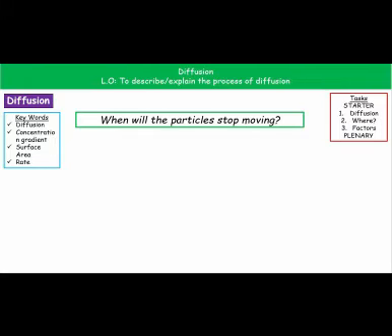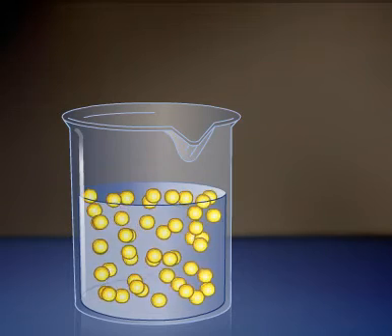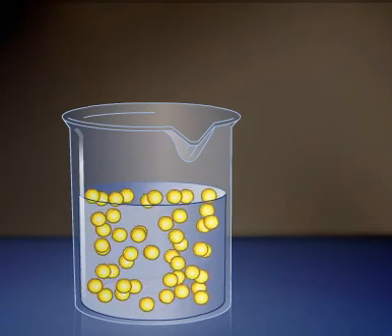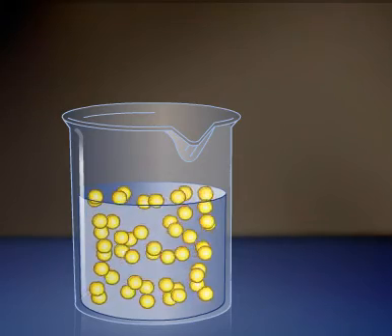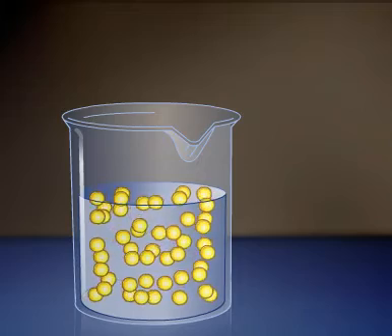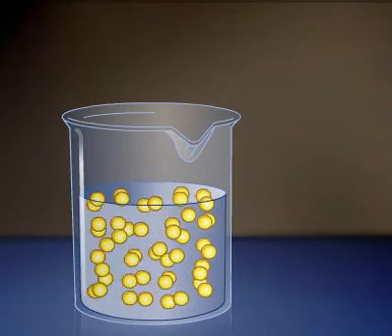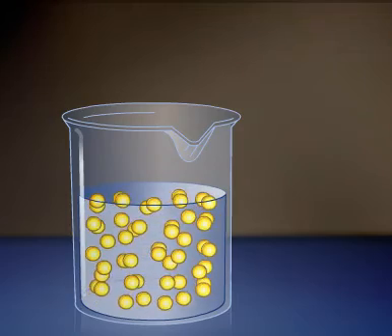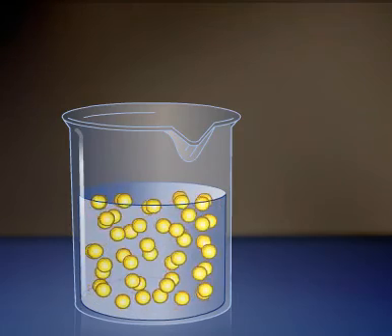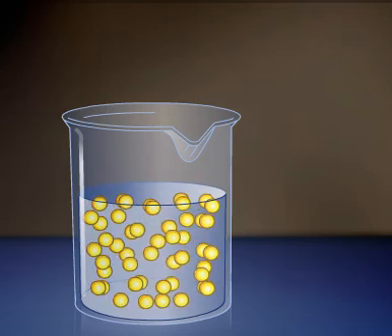And I've got a little animation here just to explain why. In order to explain why the particles don't stop moving, we just need to think back to the work we've done on the motion of particles in a liquid. Remember, particles in a liquid are constantly moving in a random arrangement, as we can see the particles on the screen are doing. So they will keep moving in that random way throughout the time.